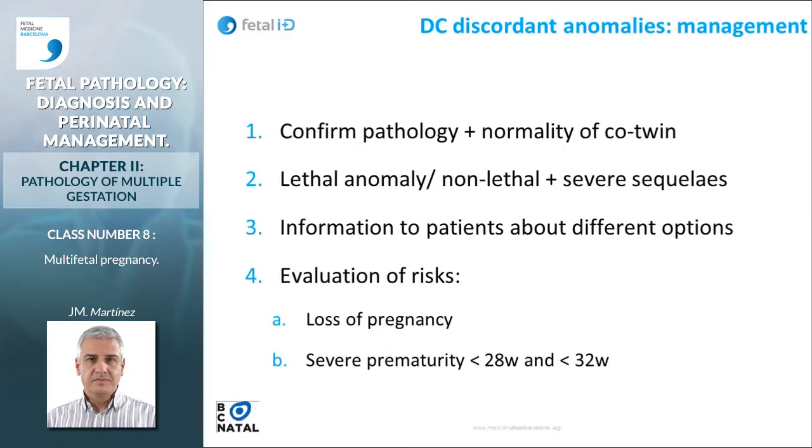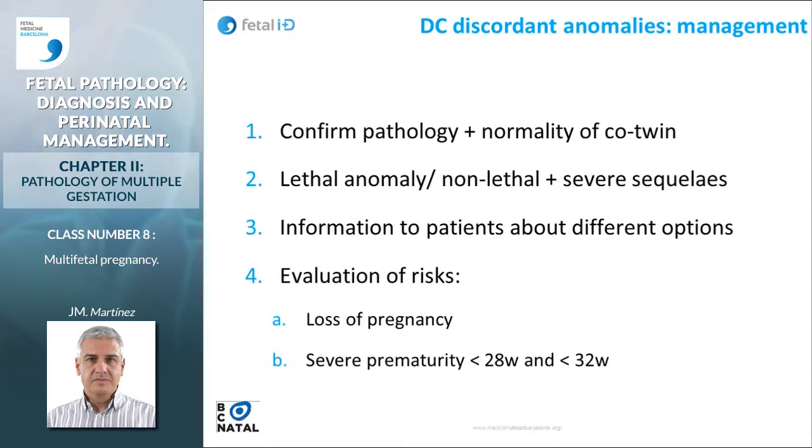So, when facing a discordant anomaly, what should be our management? First of all, confirm the pathology and confirm the normality of the co-twin. Generally, it is genetically independent, but there is a percentage of dichorionic twins that will be monozygotic, so we have to confirm the normality of the other. If they have identical gender and one of them has Down syndrome, we have to confirm that the other one doesn't have it. We have to establish whether the anomaly is lethal or not, inform the parents of the options, and assess the risk of total loss of the pregnancy and severe prematurity, less than 28 or 32 weeks.